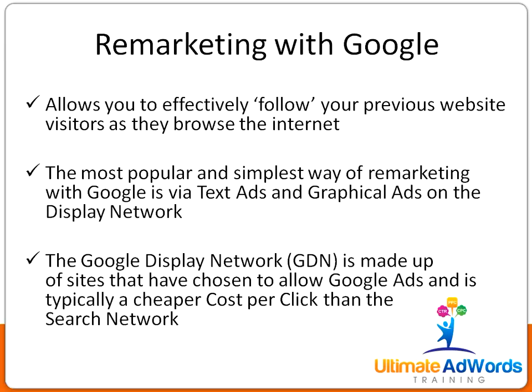The most popular and simplest way of remarketing with Google is via text ads and graphical ads on the display network. The Google Display Network is made up of sites that have chosen to allow Google Ads and is typically a cheaper cost per click than the search network. So these are websites that have a piece of code on them called Google AdSense, and this means that Google can serve their ads on those websites. That means the likes of Sky News, eBay and millions of websites across the world will have the functionality within them to display Google Ads, meaning that your previous website visitor is very likely to see one of your ads as they move around and browse the internet.